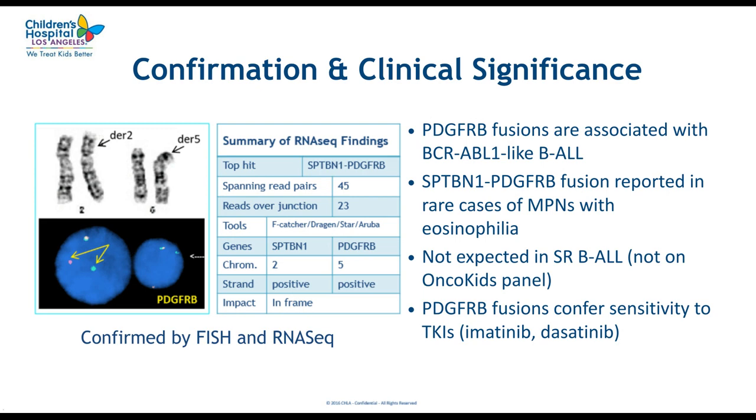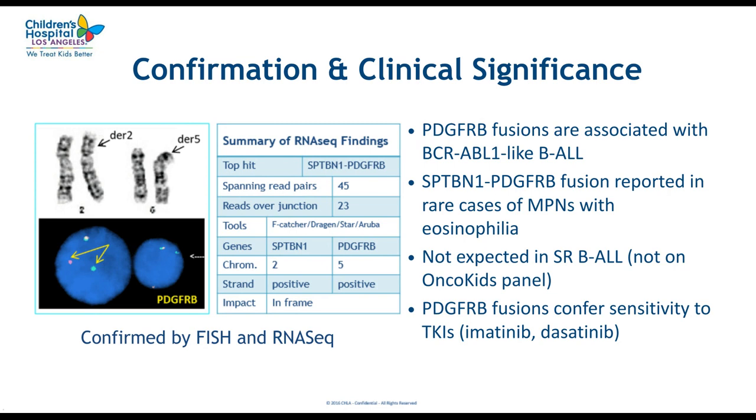What is the significance of this finding? As I mentioned, it's a fusion associated with Ph-like BLL, which is high risk, so there is prognostic significance. There is treatment significance because these fusions respond to targeting by tyrosine kinase inhibitors. And then for us, the important question was, why did we miss that at initial diagnosis?